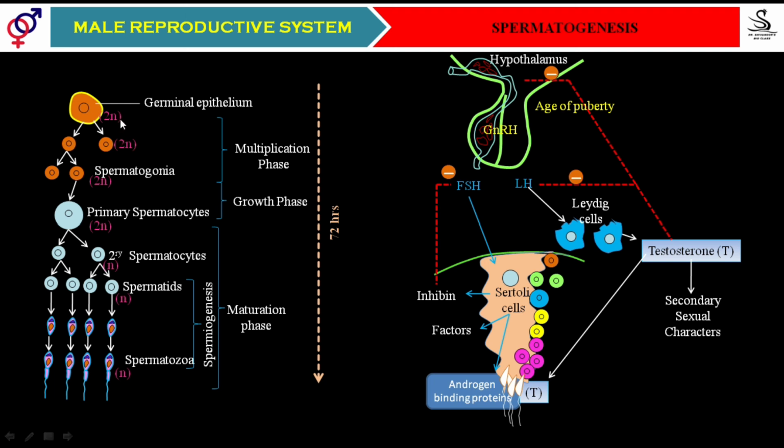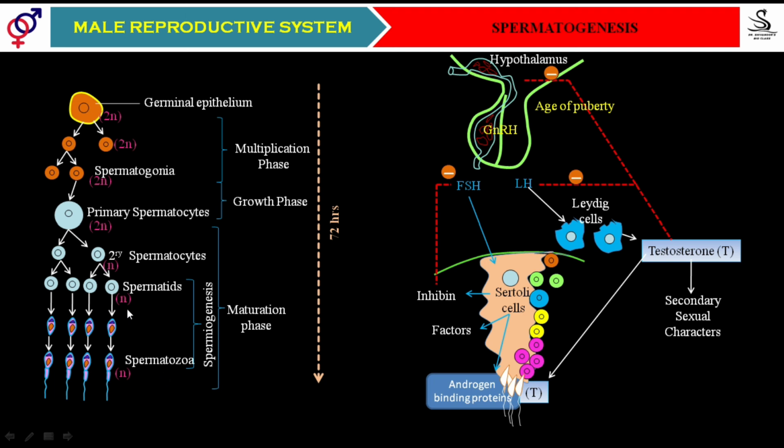And you must also remember what chromosome numbers are there in every cell. You need to understand the number of chromosomes in the germinal epithelial cells, spermatogonia, primary spermatocytes, secondary spermatocytes, spermatids, and the spermatozoa.